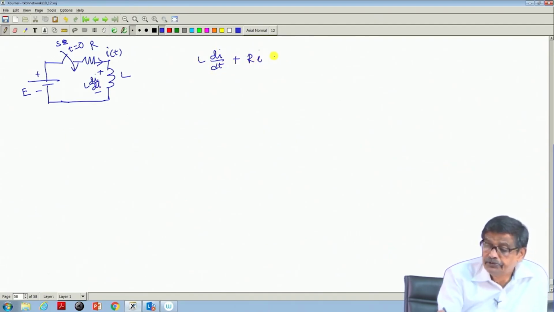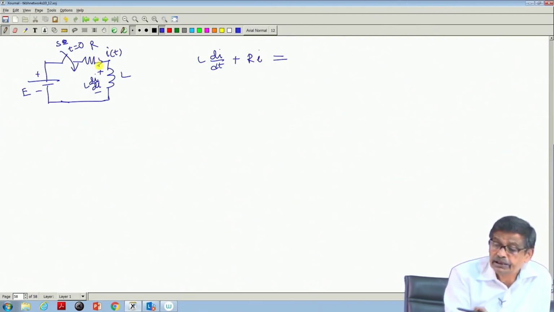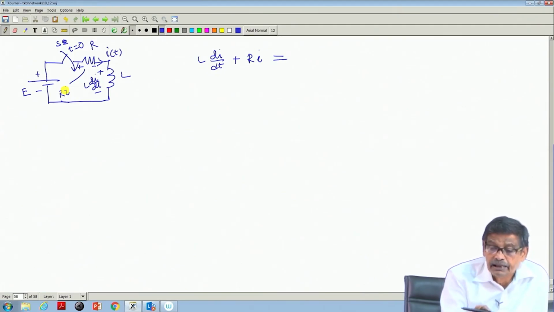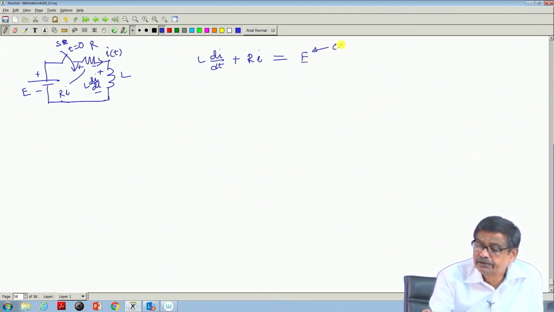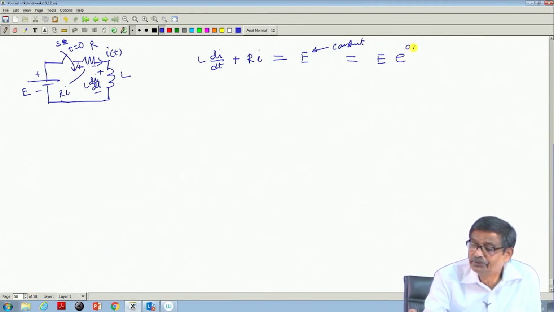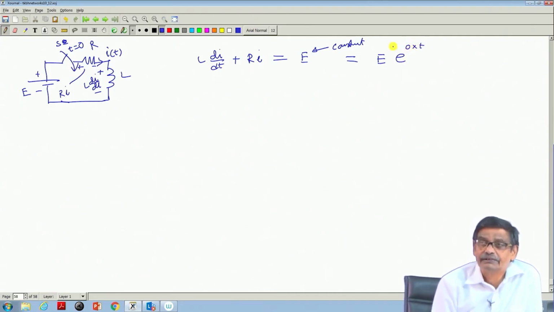Do not write down this differential equation without showing the direction of the current and the polarity of the voltage. Always draw the circuit, indicate the direction of the current very clearly, then the polarity of the voltage correctly, and from this I will get this. But this time this is what? Constant. But a constant can be written as E into e to the power 0 into t, this is 1.